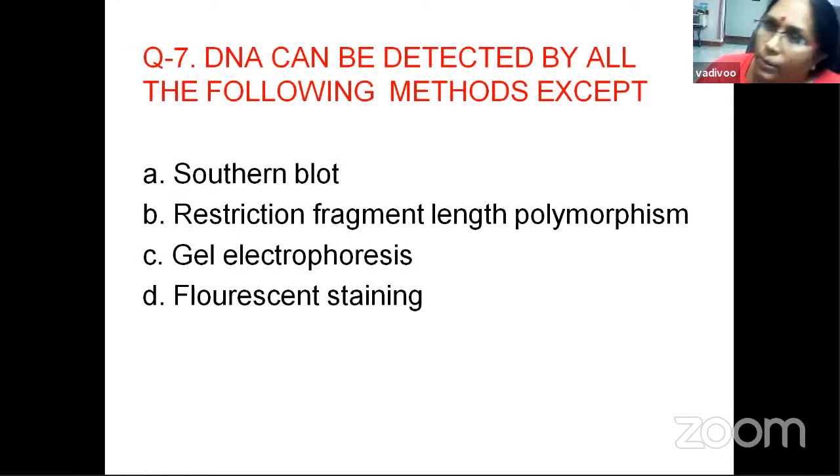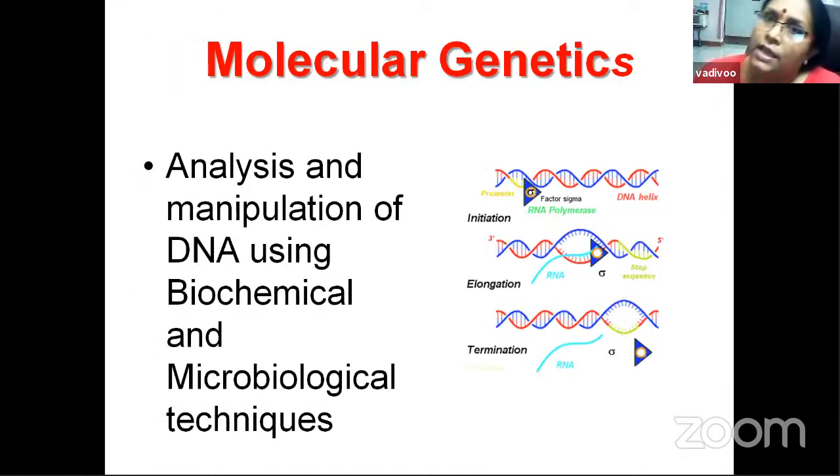So, another quiz here. DNA can be detected by all the following methods except: choice A is southern blot. The next one is RFLP, otherwise called restriction fragment length polymorphism. The third choice is gel electrophoresis, and the fourth one is fluorescent staining. So, the wrong choice here is fluorescent staining. This doesn't help in detection of DNA. All the other three help in the detection of DNA.